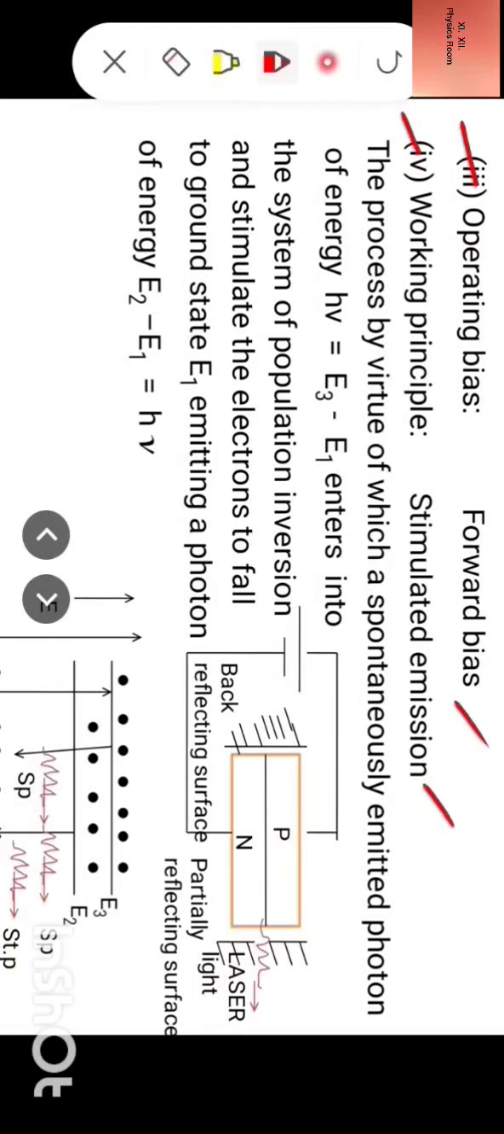What is stimulated emission? Let us see. It is the process by virtue of which a spontaneously emitted photon of energy h nu, which is equal to E3 minus E1, enters into the system of population inversion and stimulates the electrons to fall to ground state E1, emitting a photon of energy E2 minus E1, which is equal to h nu.